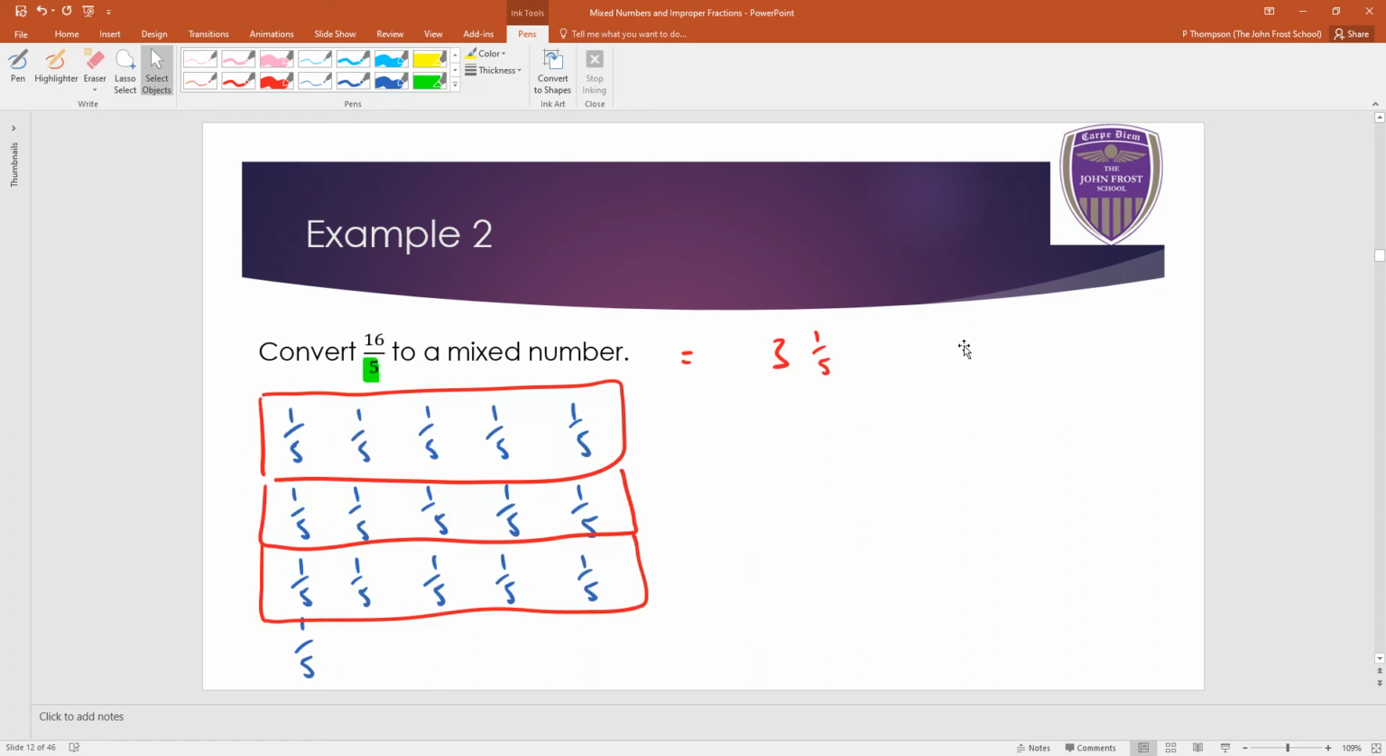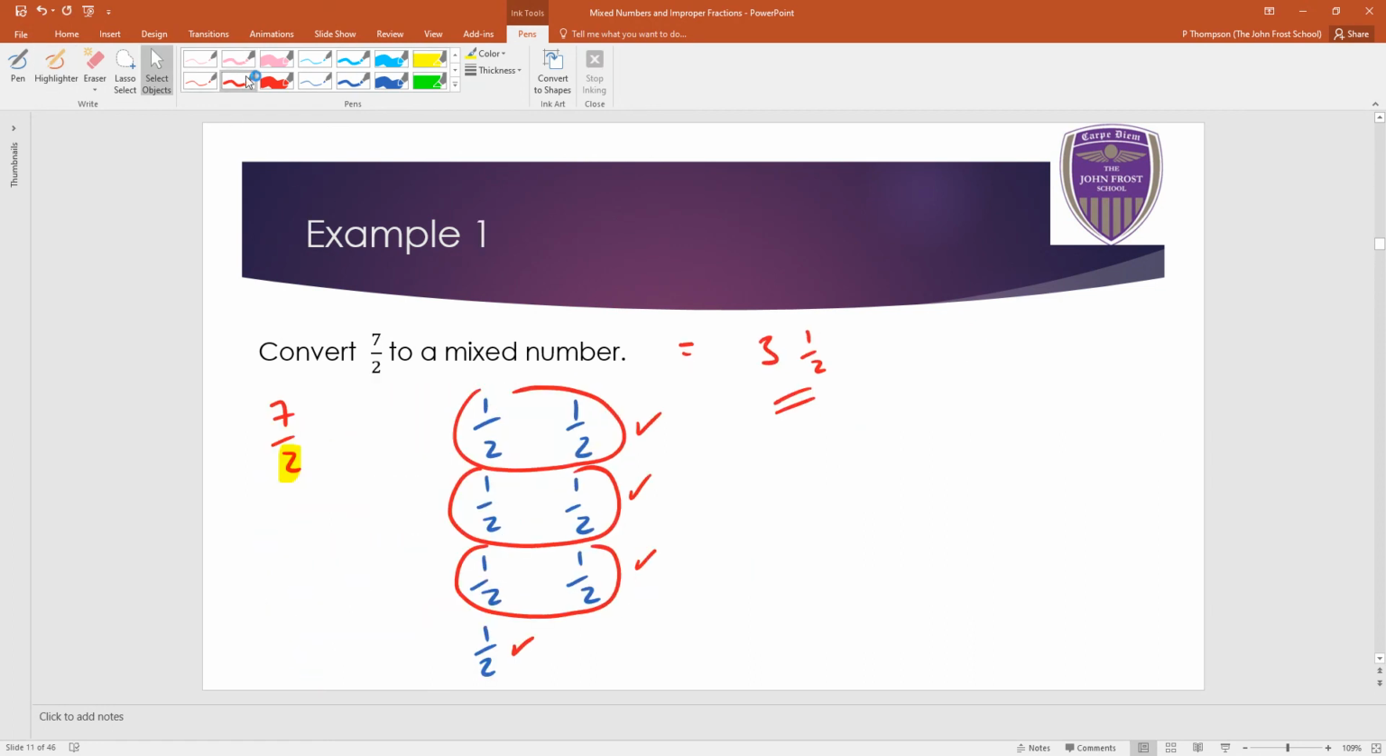Go back to the first question, for example. See, 7/2. If you do 7 divided by 2, you do get 3, remainder 1. So the main part is the whole number, and the remainder is the numerator of the fraction.